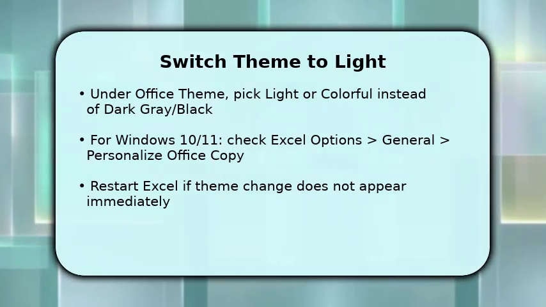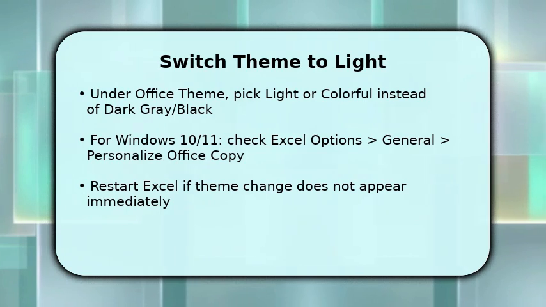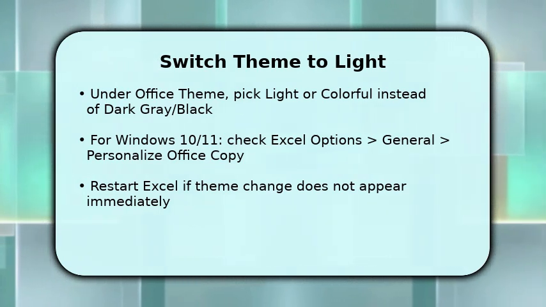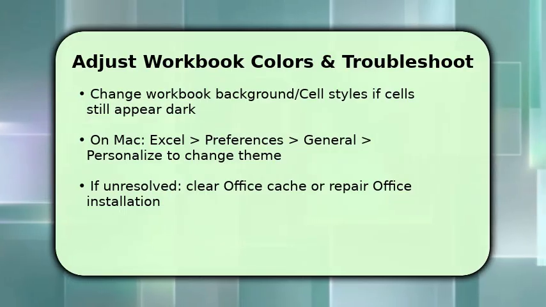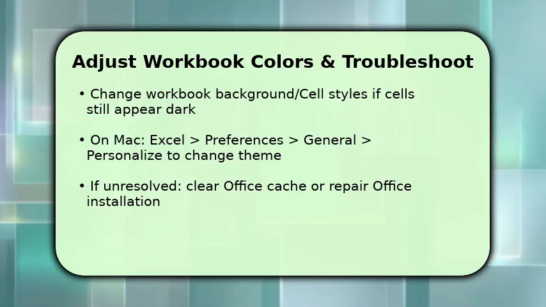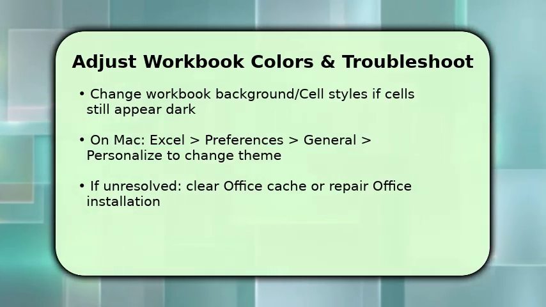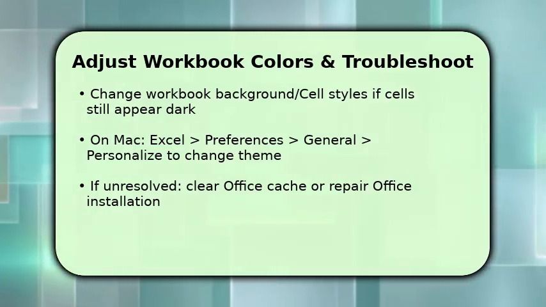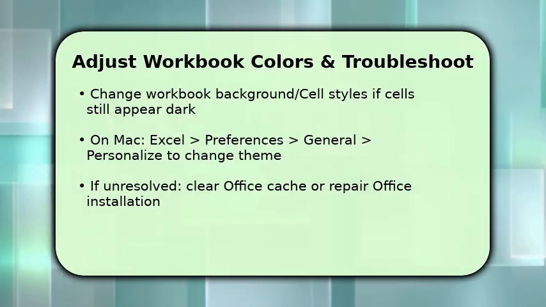Finish by addressing workbook level colors. If cells or grid lines still look dark, go to View and enable grid lines or adjust cell styles and workbook background to restore contrast. On Mac, go to Excel Preferences, General, and change the theme there because macOS handles themes differently.